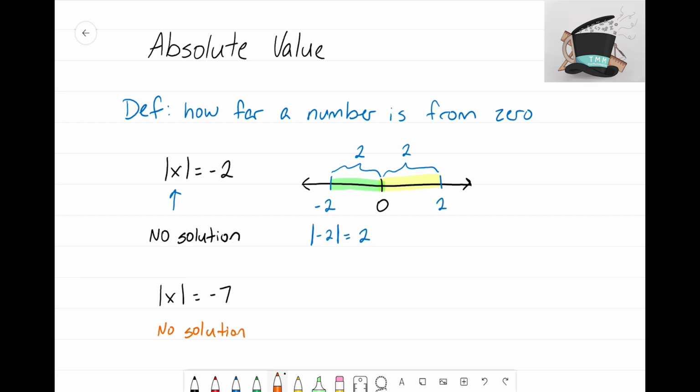Our absolute value always has to be positive. It turns every number inside into a positive number. We would never be able to get a negative as that output.